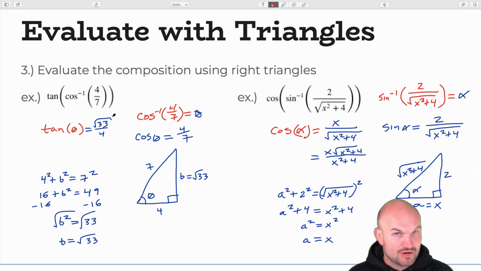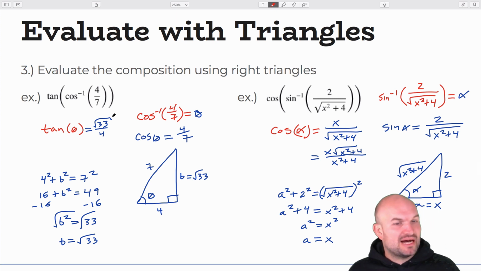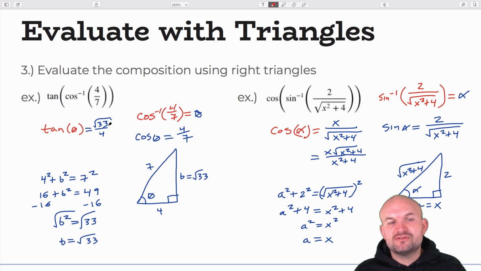Or if we have a triangle, r would represent the hypotenuse, and x would represent the adjacent side. So again, remember, cosine is also adjacent over hypotenuse. So they're just different definitions based on the information. So in this case, we have cosine inverse of 4 over 7. So the cosine of something equals 4 over 7. I don't know what that angle is, so I'm going to call it theta.